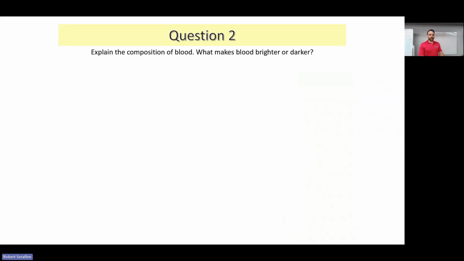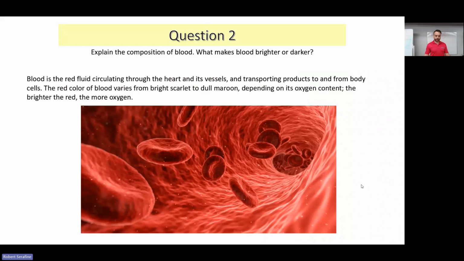So the composition of blood, as we were just mentioning here: what exactly is blood made of, and what exactly makes our blood brighter versus, say, a little bit darker? Blood is largely composed of a liquid matrix of connective tissue, which is plasma. I guess that's on the next slide. But we also find that there are lots of different cells in blood itself, and the most numerous cell is going to be the erythrocytes, red blood cells, which is what makes blood look red.